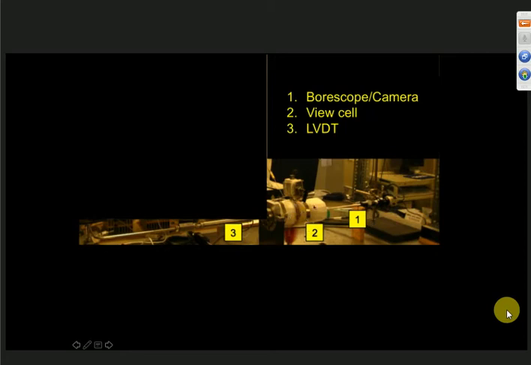Then number 2 is a high pressure view cell. Number 3 is the LVDT. LVDT is a linear variable differential transducer. What it does is track the position of the piston. Imagine there is a movable piston inside the cell. I'll show you a schematic here.